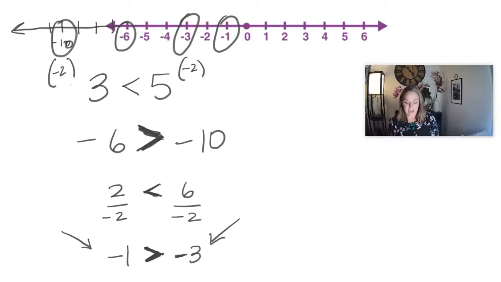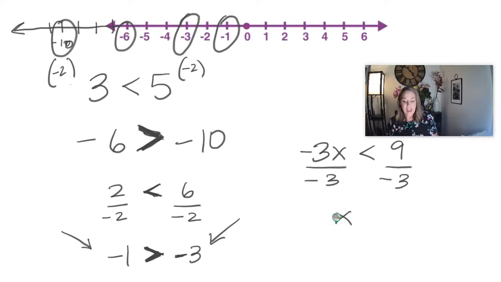And so what that looks like, your problems aren't going to look like that. They're going to look more like negative 3x is less than 9. And then you have to divide both sides by negative 3, and then you flip the symbol. Instead of a less than, it's a greater than, and it becomes x is greater than negative 3.